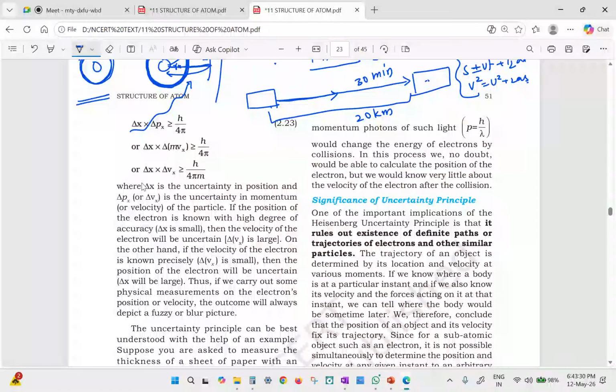Tyndall effect. When a beam of light enters your room, you see the particles of dust moving here and there. Are you able to follow their path? Are you able to predict their path? No, ma'am.